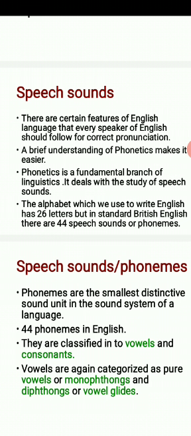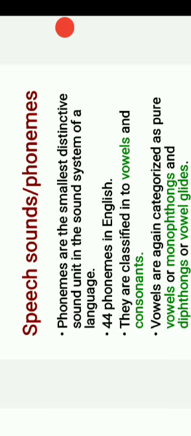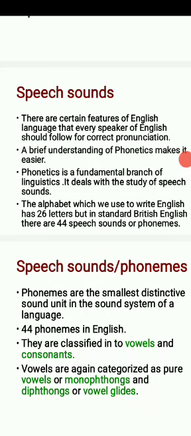Next, the 44 phonemes are classified into vowels and consonants. The 44 sounds, or speech sounds, phonemes in the English language, are again classified into vowels and consonants. Vowels and consonants. Clear?